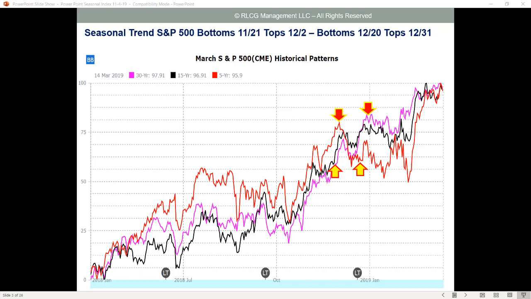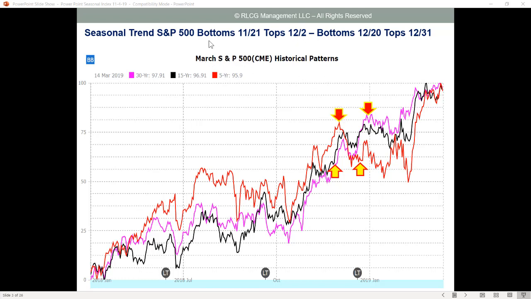In this video, I want to show you a counter trend trade that's based on seasonality. I like to always follow seasonality trends. This chart here is a seasonality continuation chart that goes back 5 years, 15, and 30 years. What this is showing you is the March contract for the S&P 500.